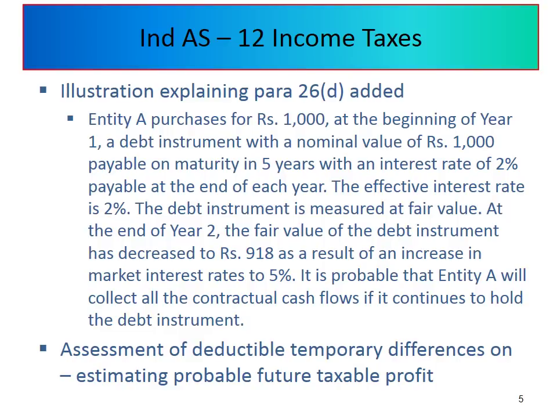At the end of year 2, the fair value of the debt instrument has decreased to ₹918 as a result of an increase in market interest rate to 5%. It is probable that entity A will collect all the contractual cash flows if it continues to hold the debt instrument. So the carrying value of the debt instrument is 918. However, the tax base will remain the same at 1000. So there is a difference between these two. It is called a temporary difference. And with this illustration, it has been clarified that the temporary difference needs to be created.